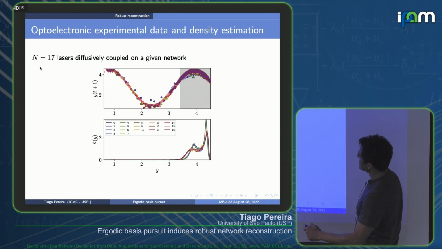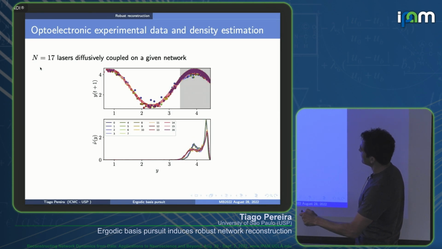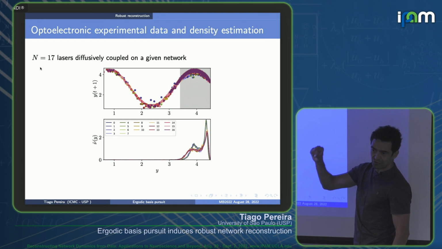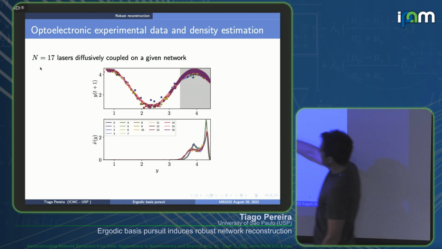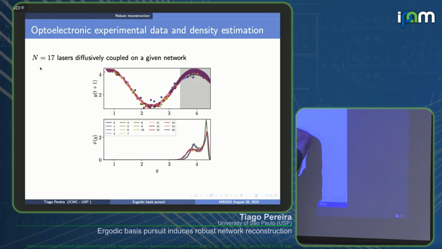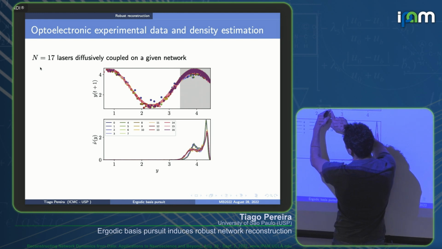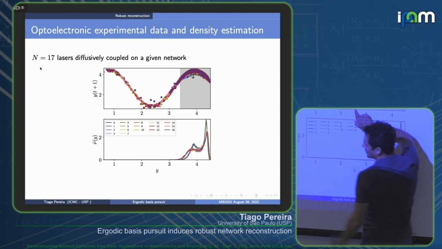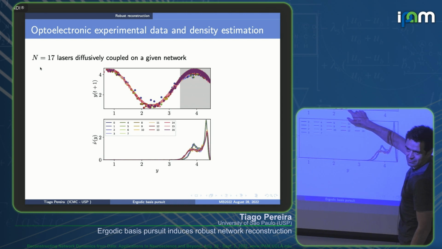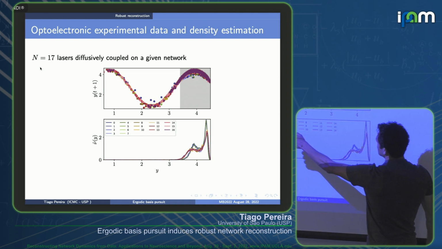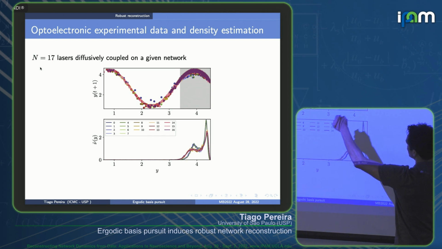If you have a look at the data, it is basically this. Here Y is the measurement, the electric field for each laser they measure. I'm plotting here for all the 17. I'm plotting Y at time t against Y at time t plus 1. This is called the return map. And you see that the system is all over the place.